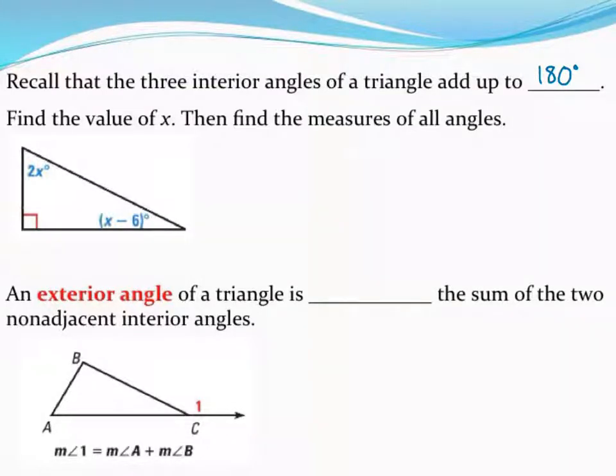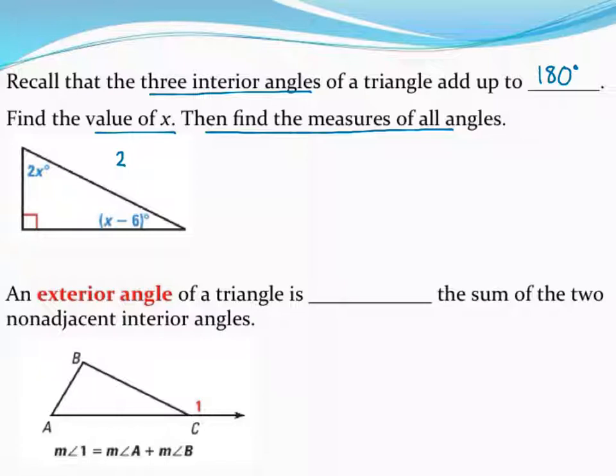You may recall that the three interior angles of a triangle always add up to 180 degrees. So let's use that fact to find the value of x in this triangle. Then we'll go ahead and do one more step and actually find out what those angles are equal to. So I've given all three angles, or at least I have something to identify all three angles.